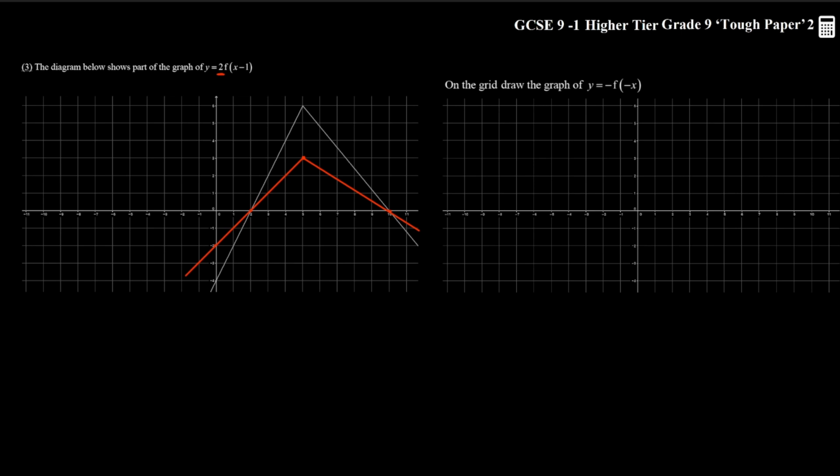Now then, what about this transformation here? Because the transformation is within the x bracket, if you like, this was a transformation of -1, which means that they pushed the graph to the right by 1. So we've got to undo that. So we've got to push the graph 1 to the left. So this point here becomes here. This zero crossing will be here, and this zero crossing will be here.